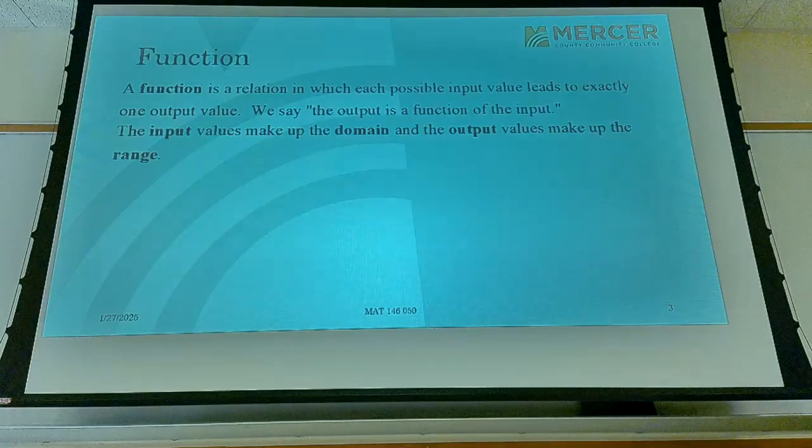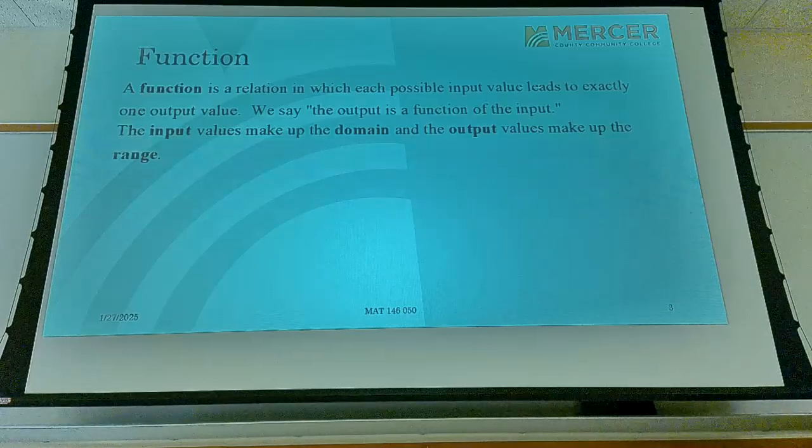The range is just the values that are spit out. The codomain are all the possible values you can get. For our purposes, we're not going to really deal with codomain. That's for a more advanced study of functions.